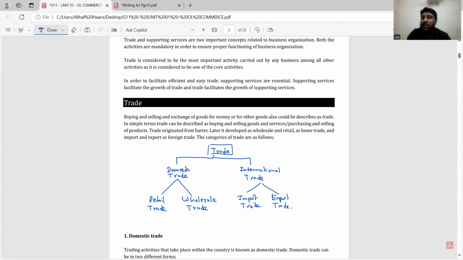So if you take vehicles, in Sri Lanka we import vehicles. From Japan, we are bringing it. From Europe, we are bringing it. Germany, we are bringing it. US, we are bringing it. Import: bringing in. Export: sending out.